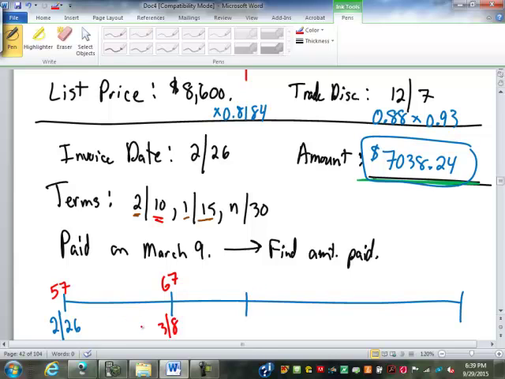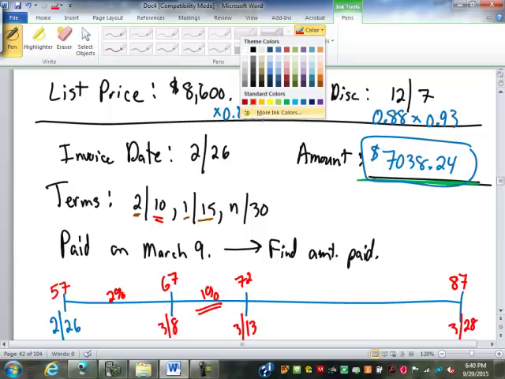Do they pay before March 8th? No, so they do not get the 2% discount. 1/15, well, that 15 still goes back to the 26th. So 57 plus 15 is 72. Day 72 is March 13th. Do they pay before then? Yes, so they do get the 1% discount. Now, while we're at it, net 30, 57 plus 30 would be 87. That would have been March 28th. They pay long before that, so we don't need to worry about that date, but we're filling in just for practice. So now the question is, how much is paid?